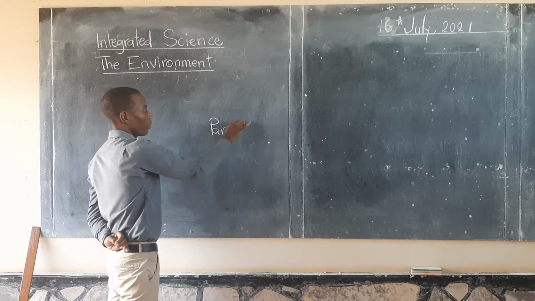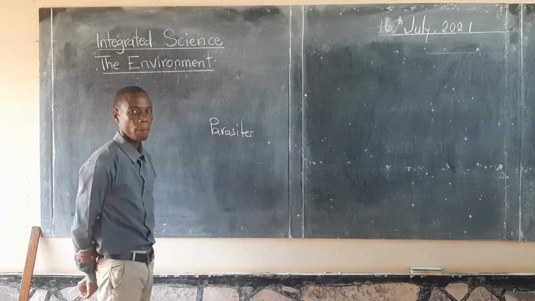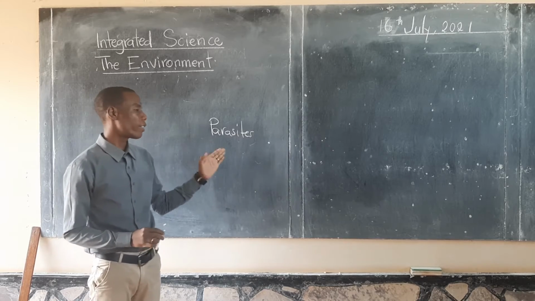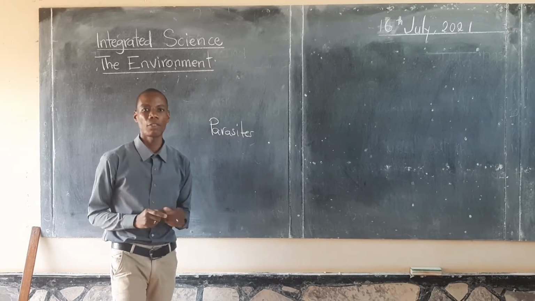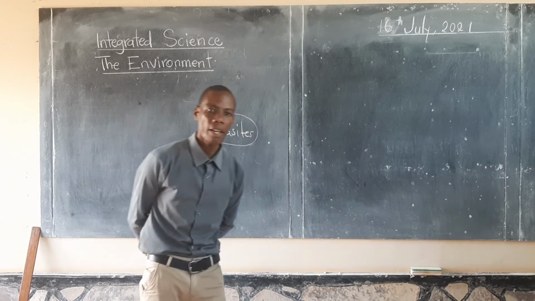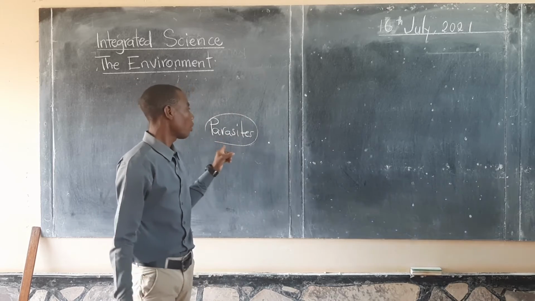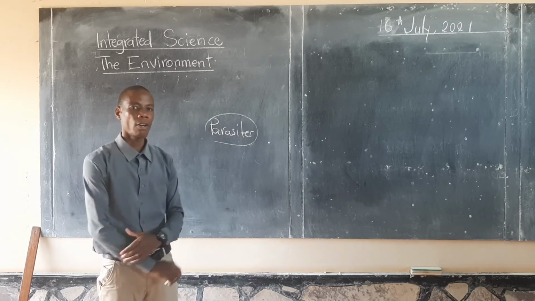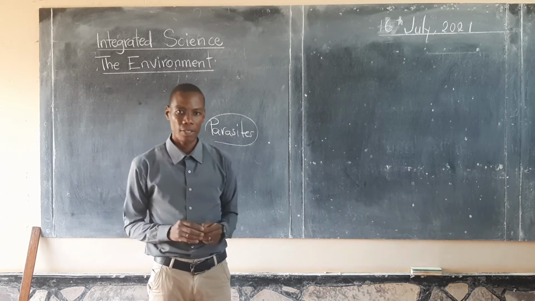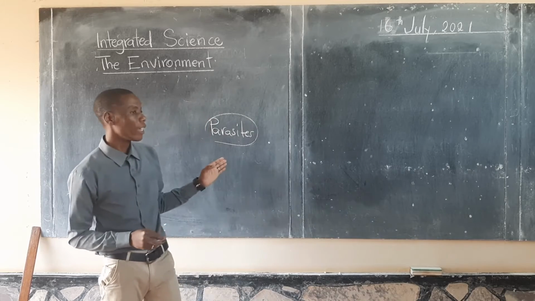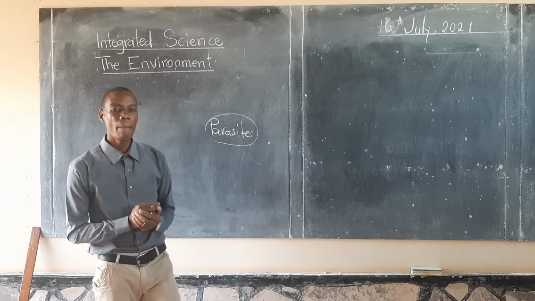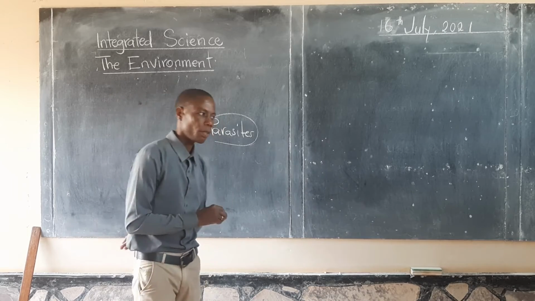Parasites. I'm sure you are able to remember. Under parasites, we mentioned that these are organisms that live and feed from other organisms. They do not only live and feed from other organisms, but they also get shelter from those organisms. We outlined that there are two types of parasites.